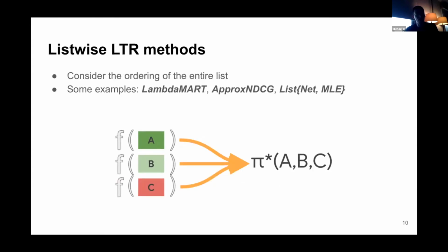For listwise methods, we consider the entire ranked list. So we take F of A, B, and C, and we try to produce pi star, which is basically the best possible ordering of A, B, C. That's, I would say, probably state of the art in learning to rank methods. Examples include LambdaMART, approximate NDCG, and some other methods like ListNet or ListMLE, which I can present shortly.